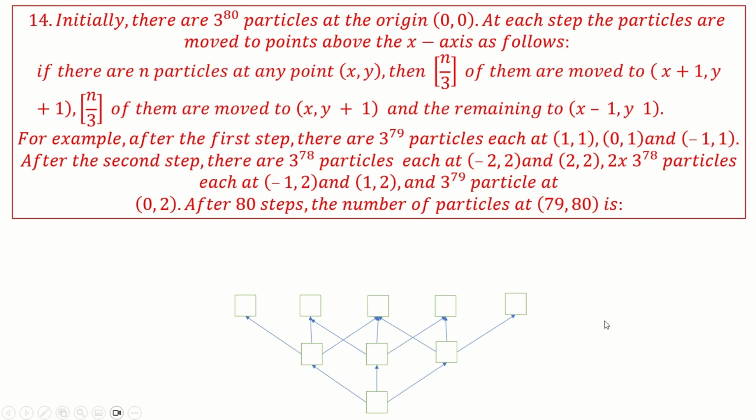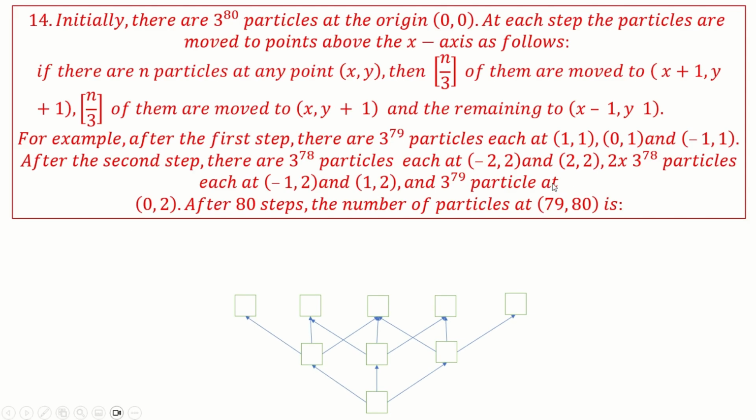Once you know this, this is the problem, and the question is: after the 80th step, how many particles are there at the coordinates 79 comma 80? How many particles are there? So let's do it step by step with the diagram. It's very easy. You need to think a lot before solving this problem. Solving is very easy.